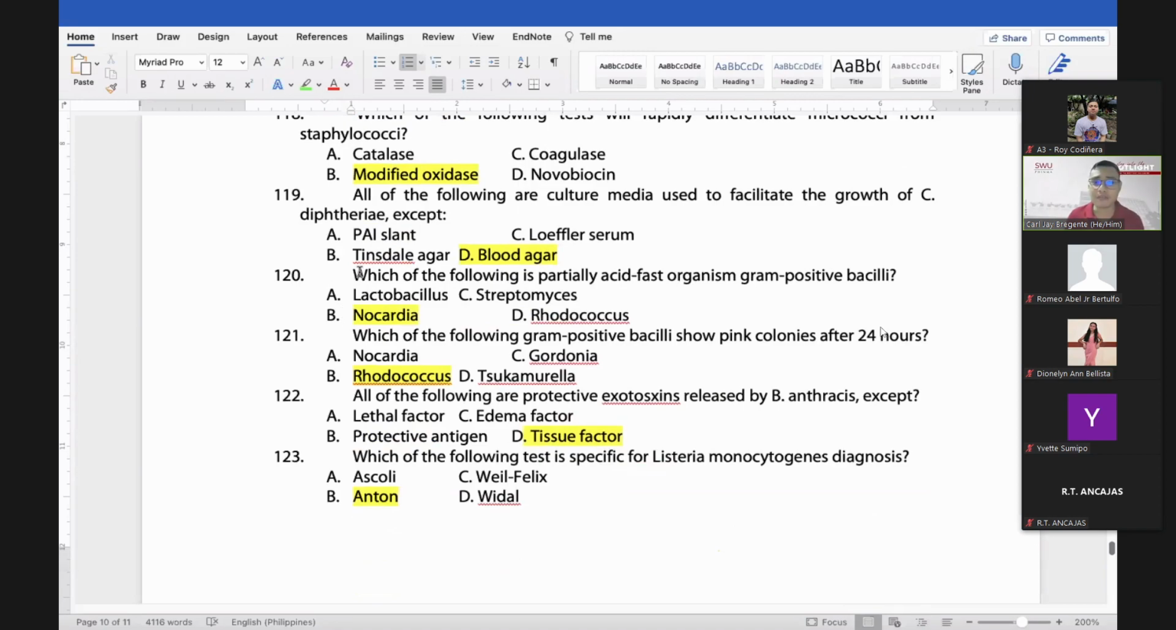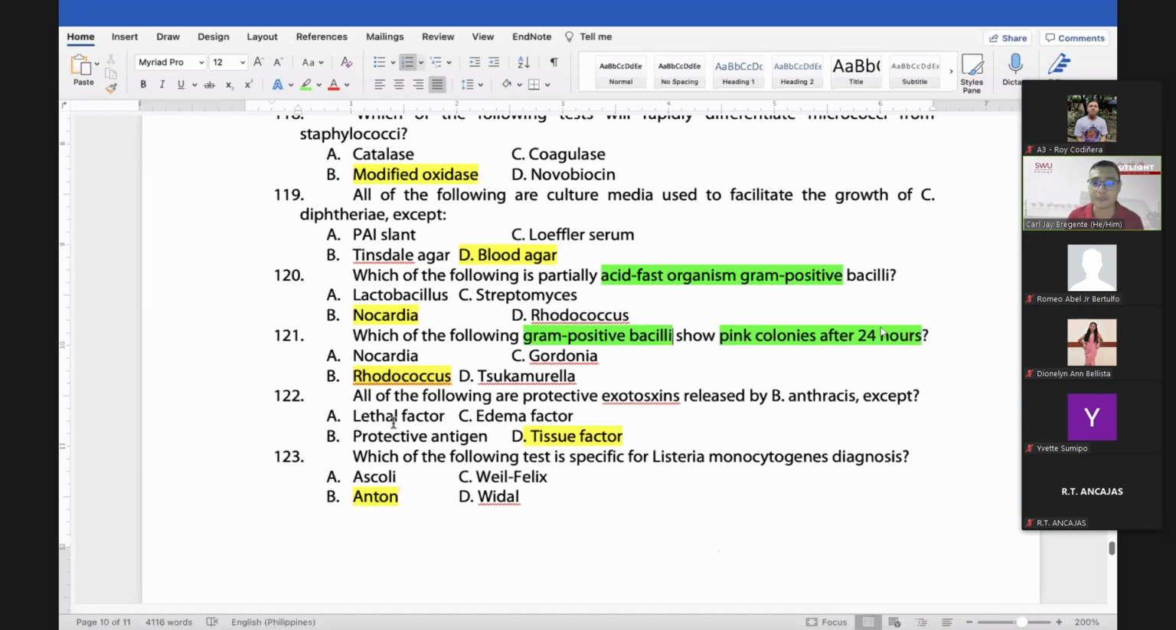120, which of the following is a partially acid-fast gram-positive organism? So, when it is a partially acid-fast gram-positive organism, think of Nocardia. Okay, Nocardia, that's it. Which of the following gram-positive bacilli show pink colonies after 24 hours? And then it's gram-positive. So for this, the correct answer is Rhodococcus equi.